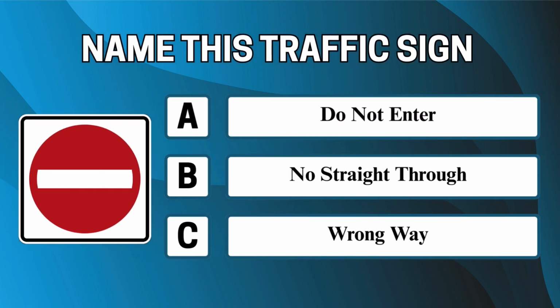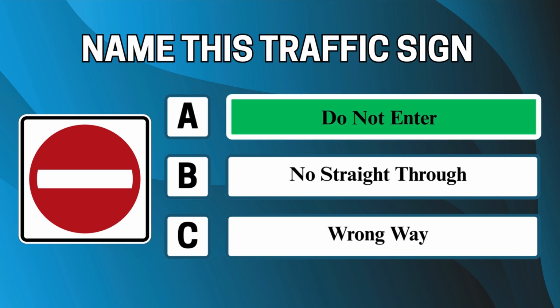Name this traffic sign. A. Do not enter. B. No straight through. C. Wrong way. That is right, it is the do not enter sign.